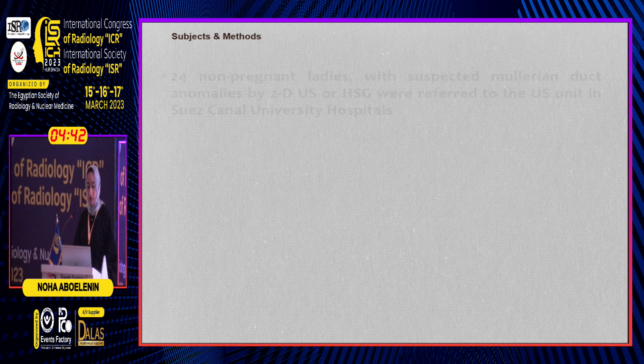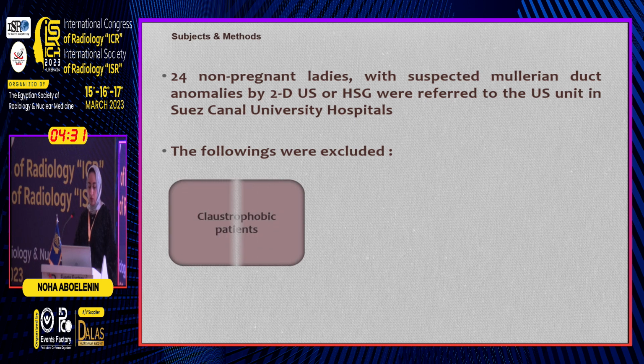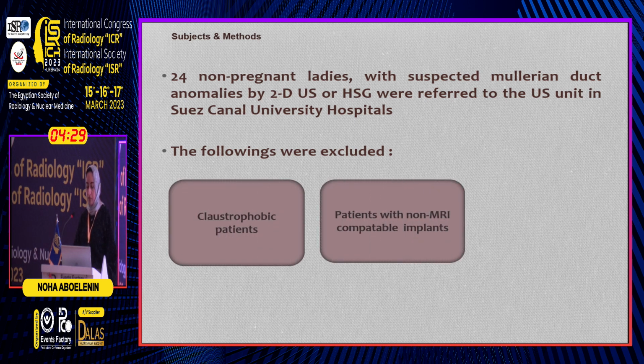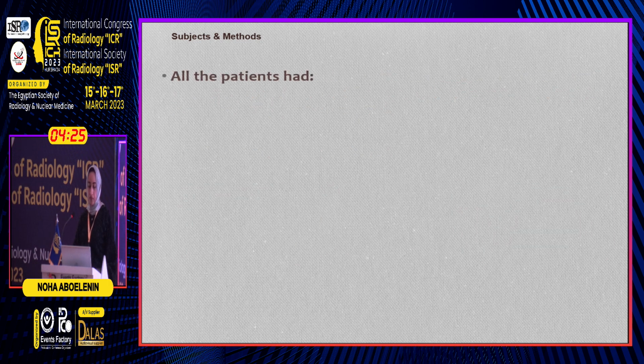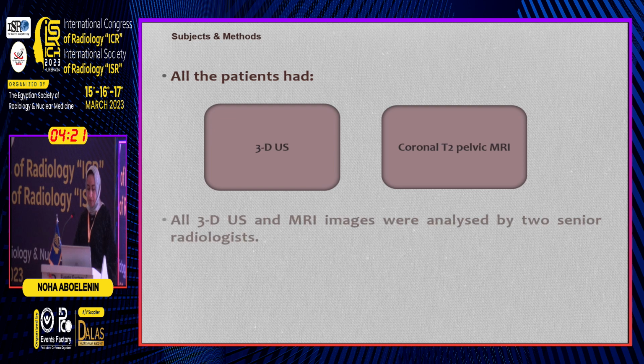Subjects and methods. 24 non-pregnant ladies with suspected Mullerian duct anomalies by 2D ultrasound or hysterosalpingography were referred to the ultrasound unit in Suez Canal University hospitals. The following were excluded: claustrophobic patients, patients with non-MRI compatible implants, and patients refusing MRI. All patients had 3D ultrasound and coronal T2 pelvic MRI. All 3D and MRI images were analyzed by 2 senior radiologists.